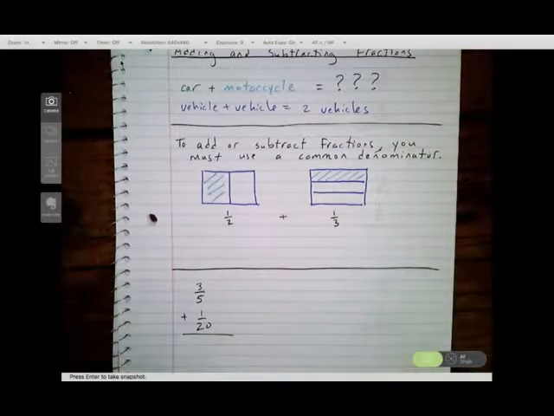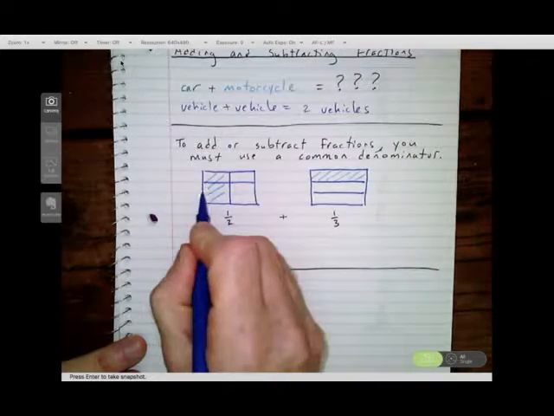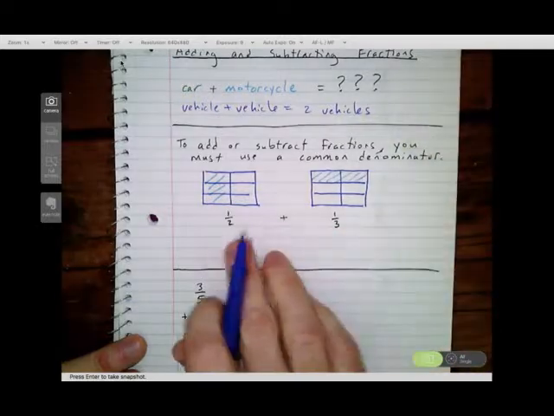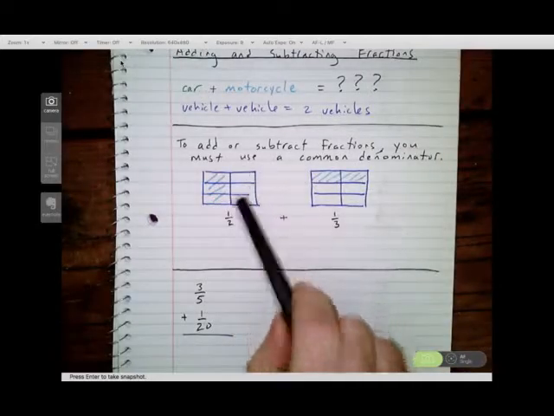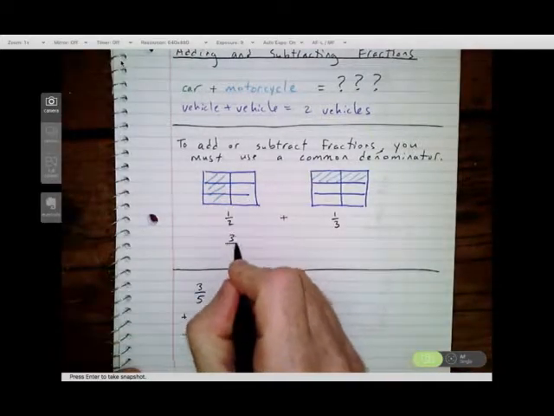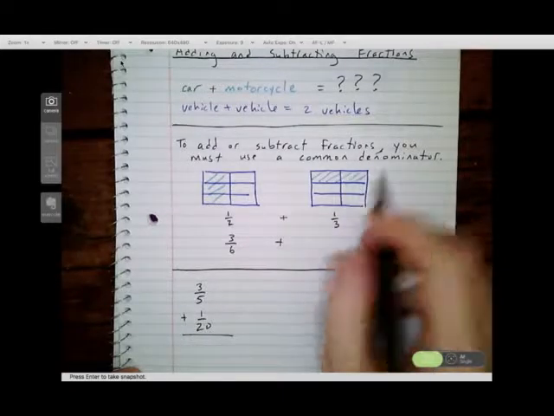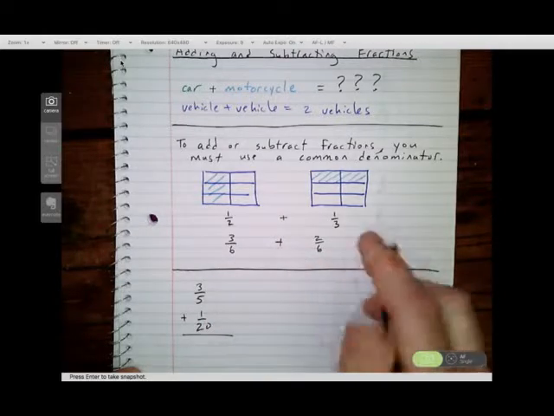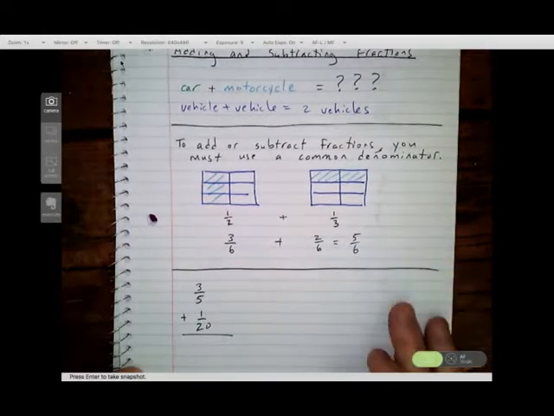And in this case, we're going to do this. I'll show you. I'm going to cut this one up like this, and this one like that. And now look, if I think about 1/2 this way, I've got 3 out of 6. And if I think about 1/3 this way, now I've got 2 out of 6. So now I can add. They're the same thing. So 3/6 plus 2/6 is 5/6.